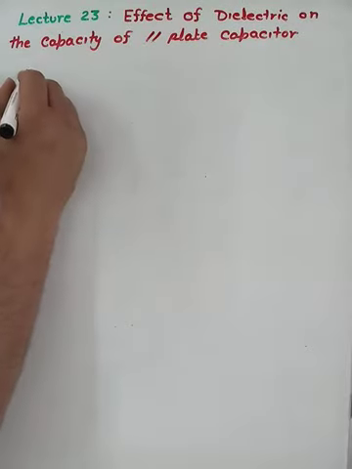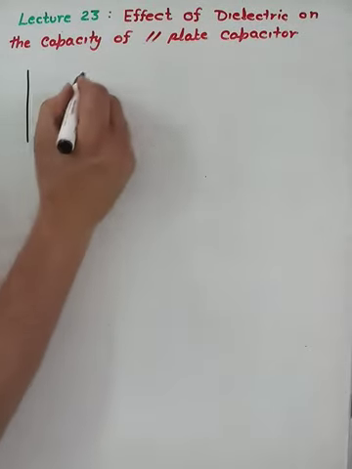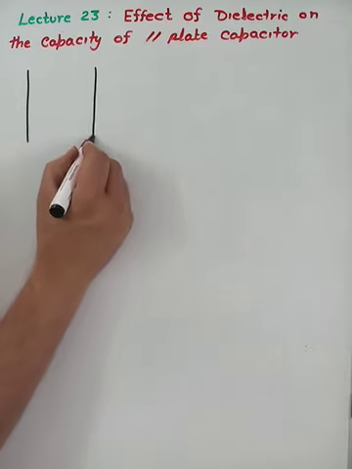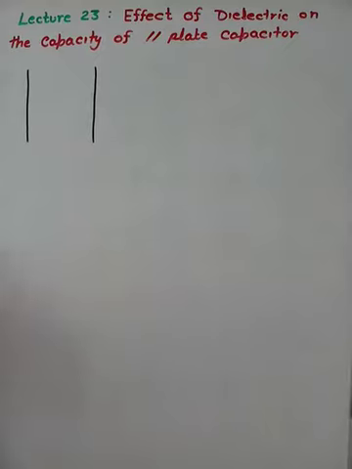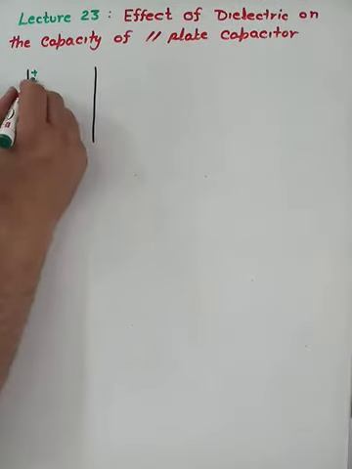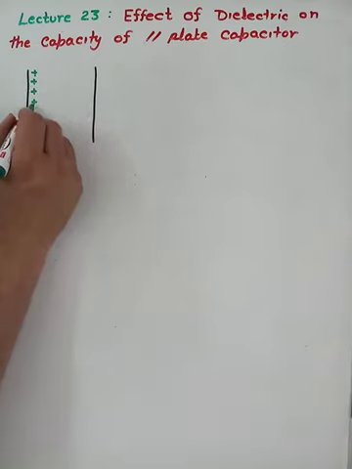Everyone. Today we discuss a very important topic: the effect of a dielectric on the capacity of a parallel plate capacitor. That means when we insert a dielectric, what will be the effect on the capacity of a parallel plate capacitor. Again I repeat the same diagrams which I have shown in the previous lecture. Let us consider these two plates, positive, positive, positive.